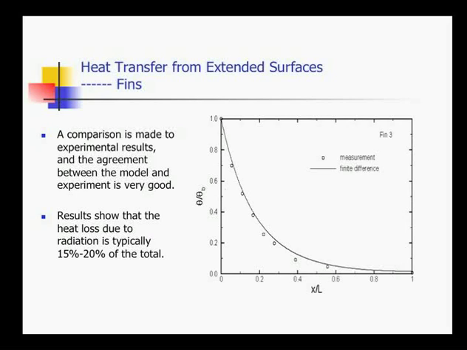This case represents the model considering two modes of heat transfer, convection and radiation. This is a sample result, which compares the measurement with the numerical model. We use finite difference. As you can see, very good agreement between the model and the measurements. Also, we concluded from our study that the amount of radiation is about 15 to 20% compared to the total heat transfer. The rest will be by convection.